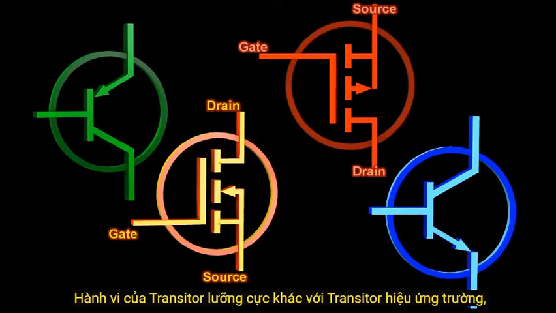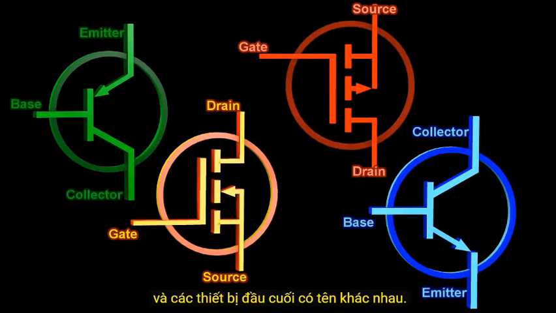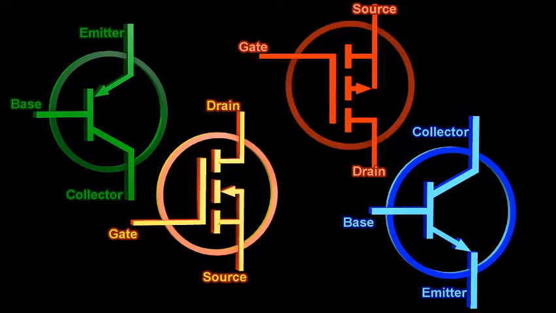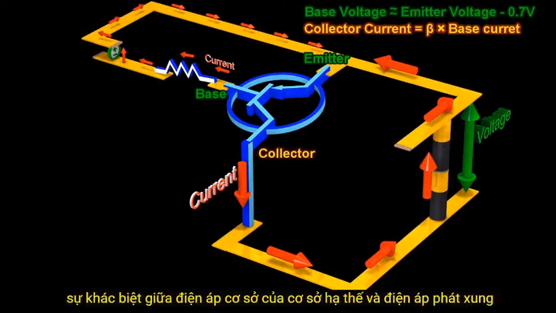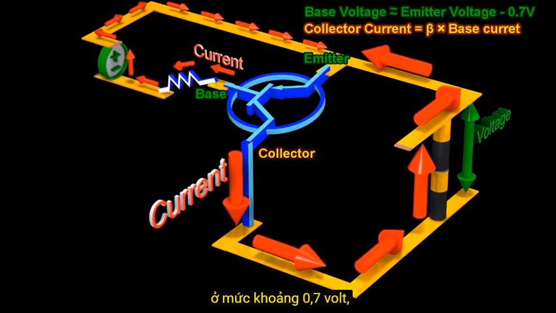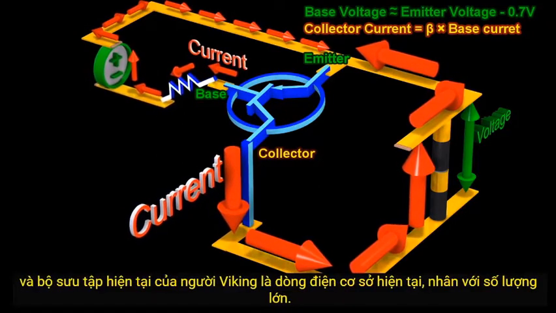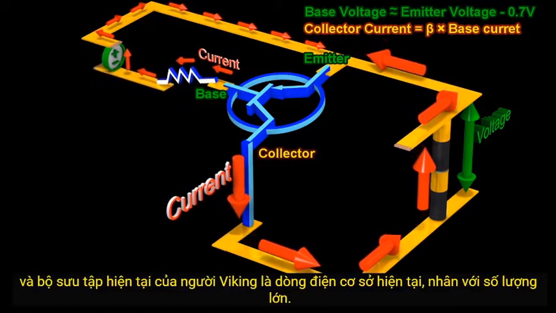The behavior of bipolar transistors is different than field effect transistors, and the terminals have different names. Here, when the current is flowing, the difference between the base voltage and the emitter voltage stays at about 0.7 volts. And the collector current is the base current multiplied by a large constant number.